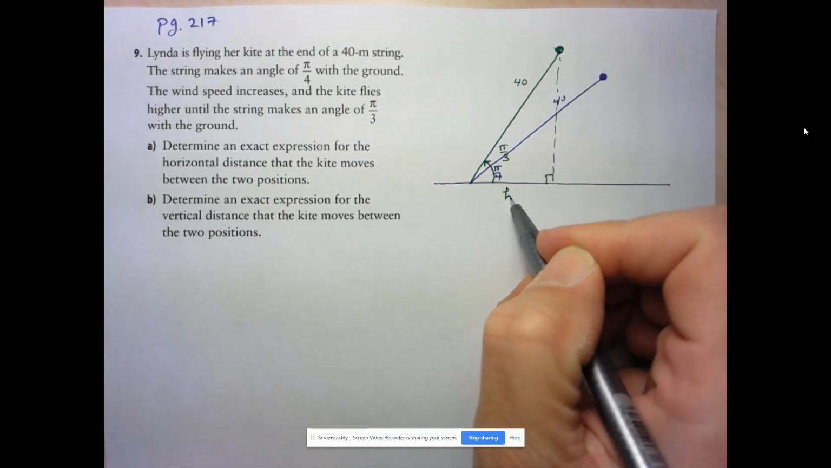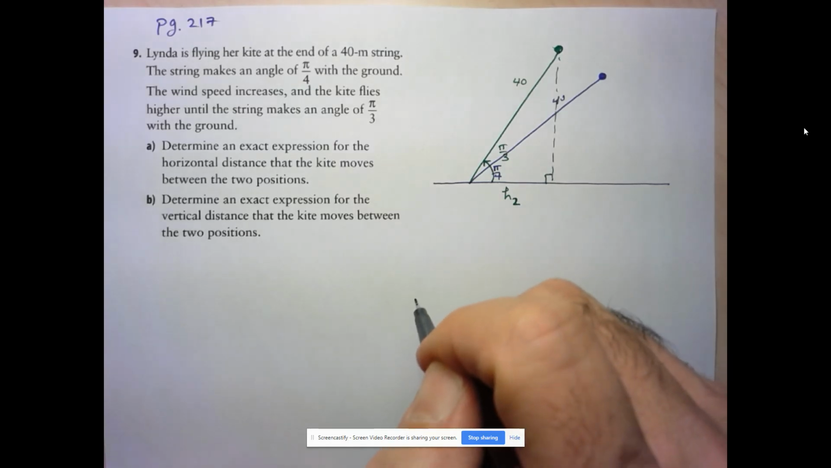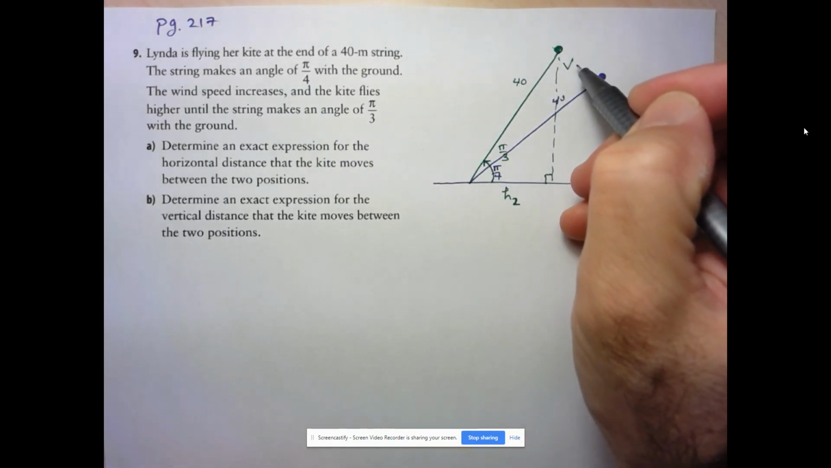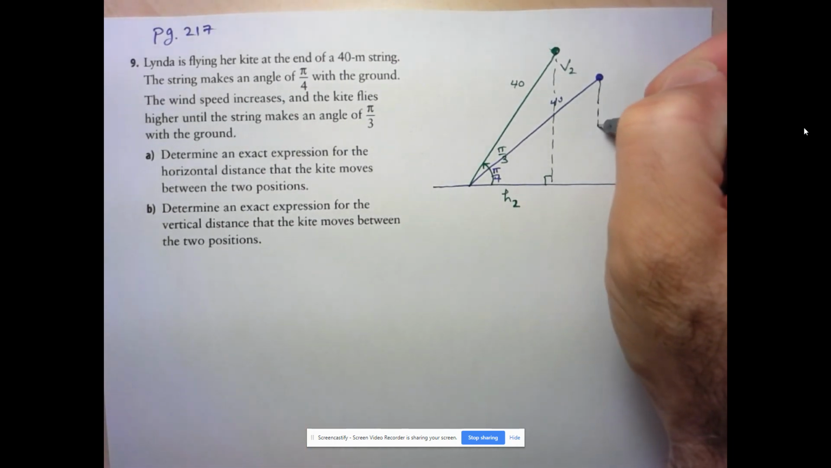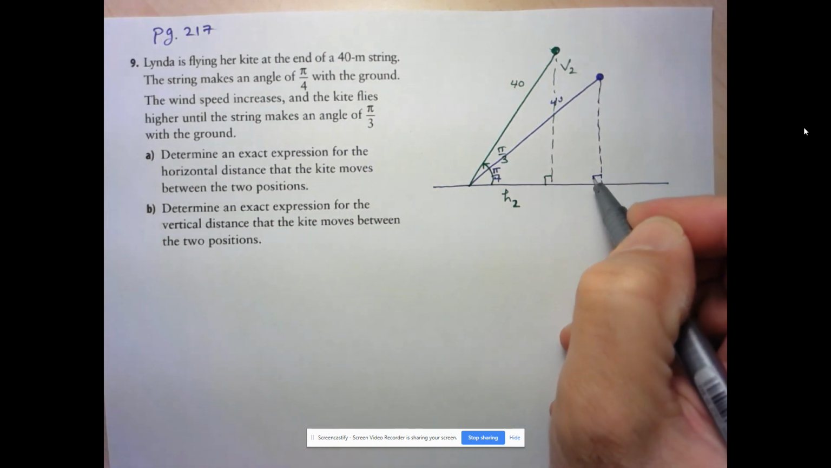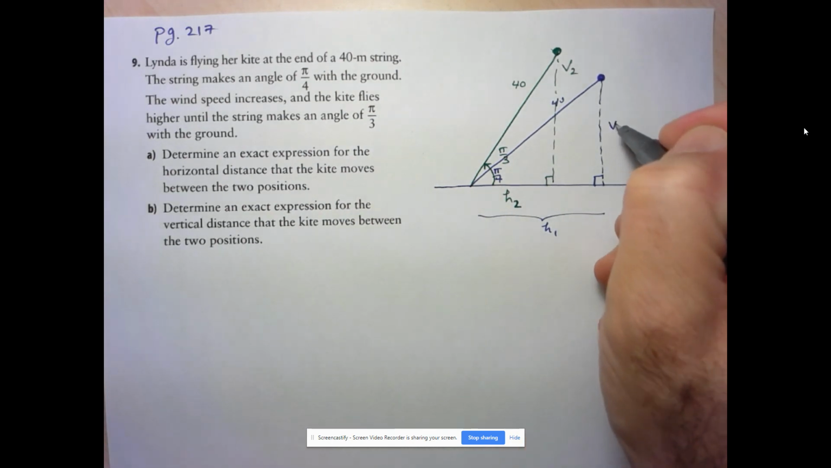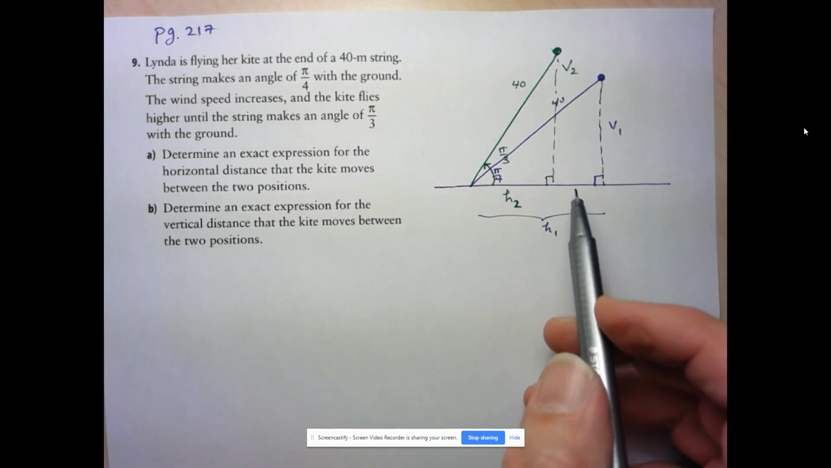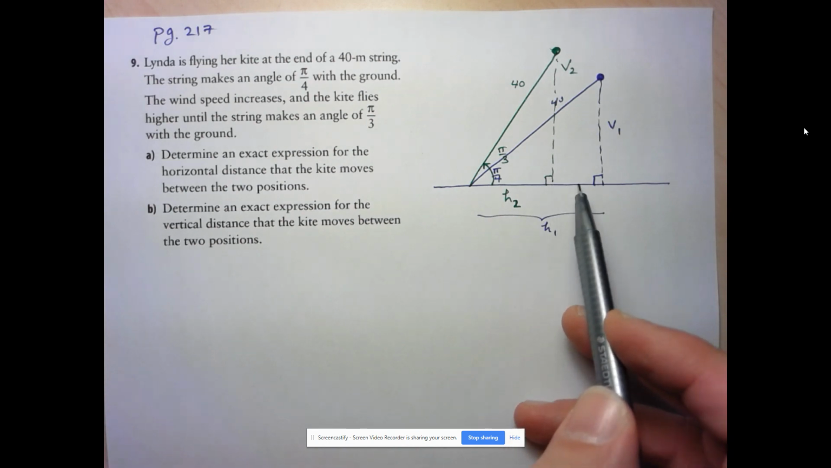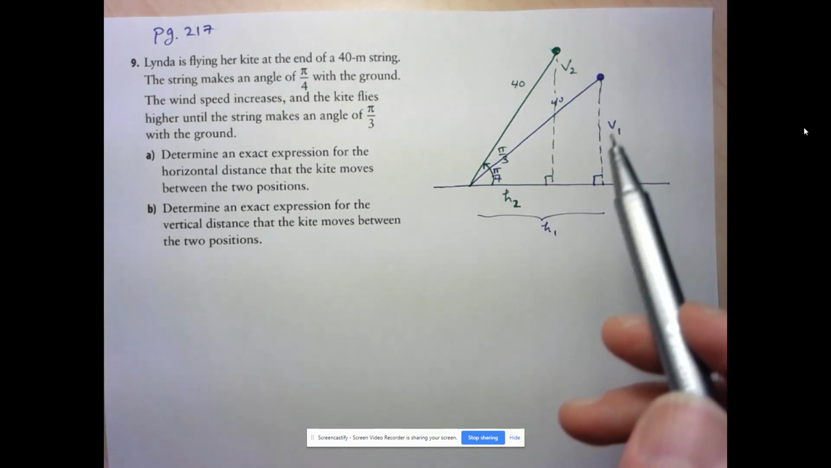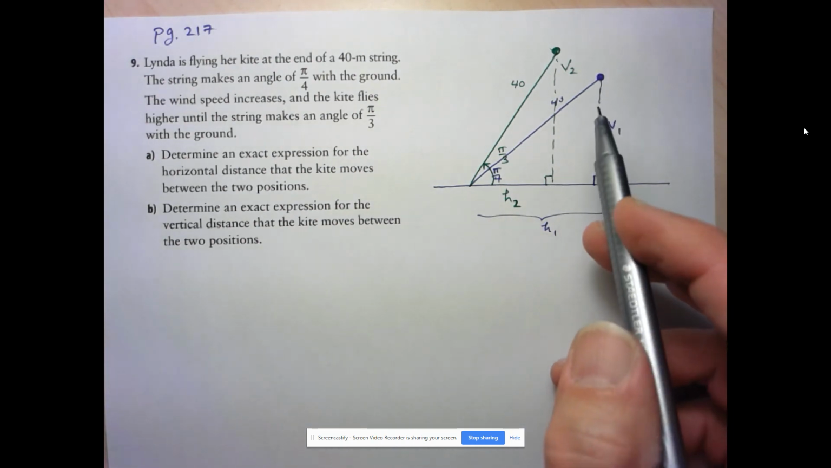So we'll call this horizontal distance 2, since that's the second position, and this will be the vertical distance 2. And then we do the same thing with the other version here. So this we'll call horizontal distance 1, and this will be vertical distance 1. Essentially, if we want to solve part A, we just have to find the difference between these two horizontal distances. That'll tell us the change in horizontal distance, and then similarly here, we're just going to subtract to find the difference in the vertical distance.